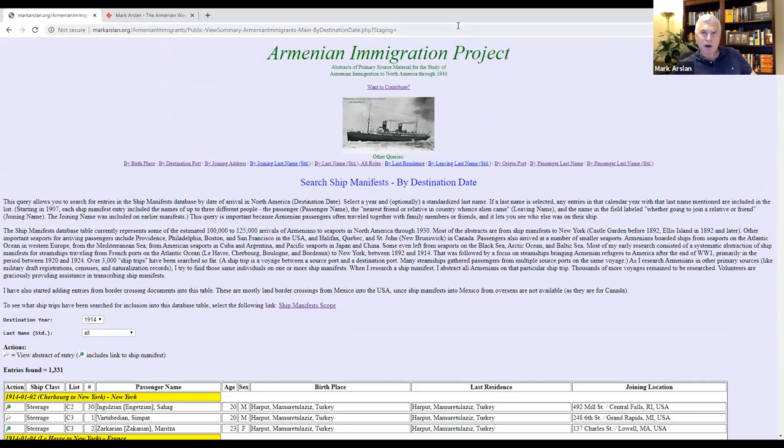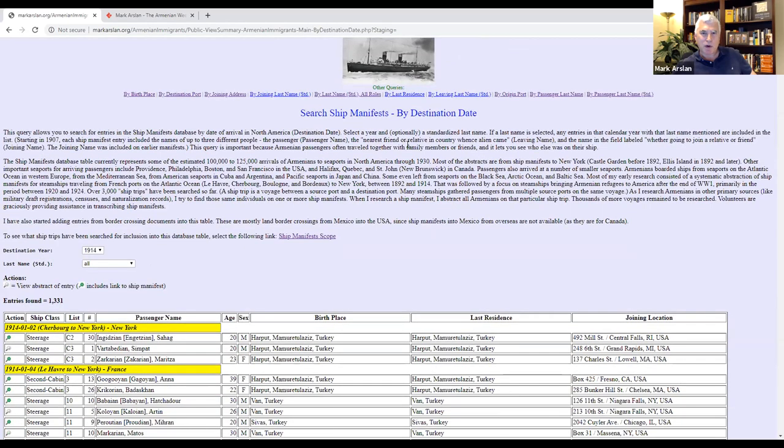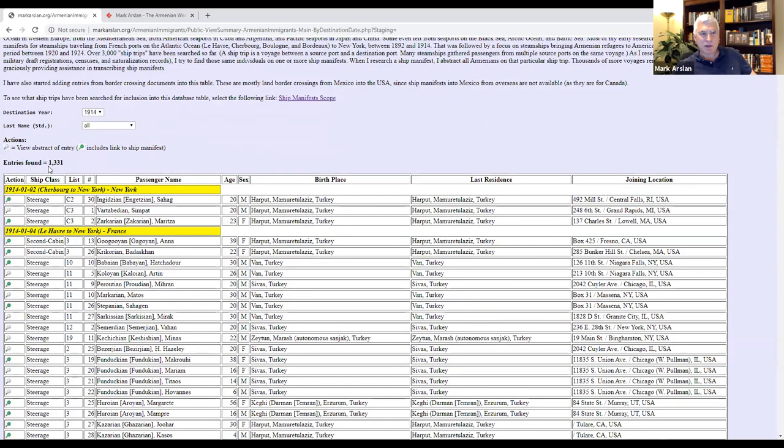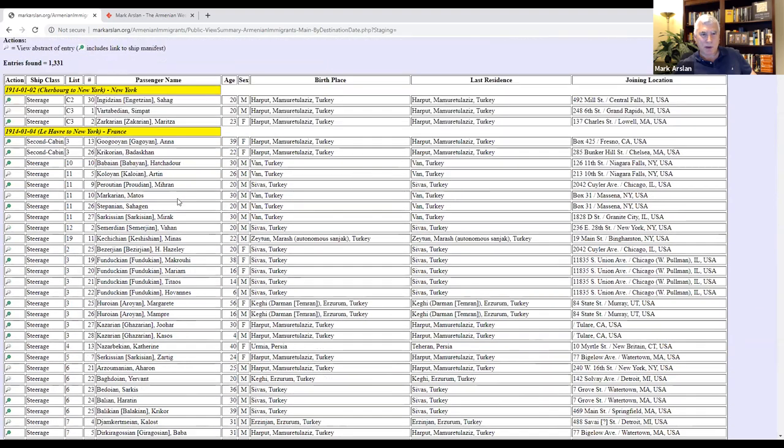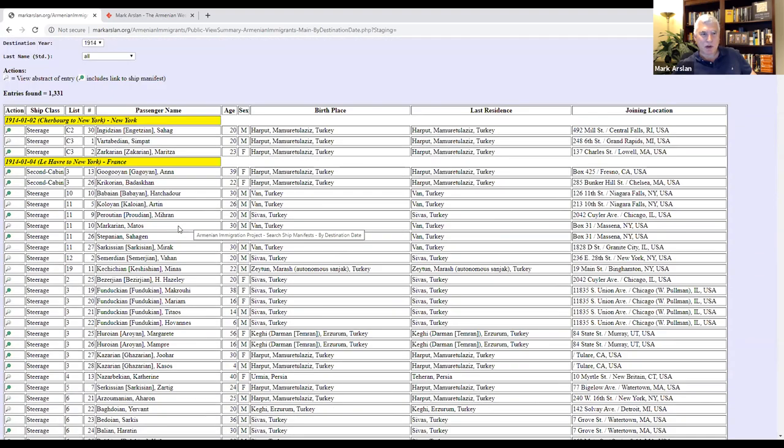I'm not sure why it was paused unless I just haven't hit something, but anyway, you've got a description for every one of these queries. You've got a description of the query. You've got some search criteria, and then you've got all the hits that correspond to that search criteria. And this may be several thousand long.